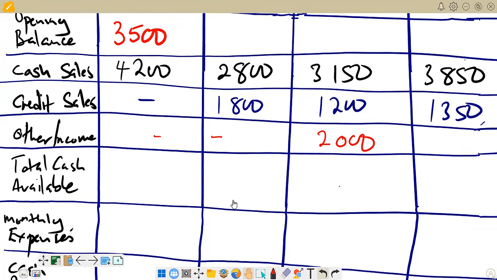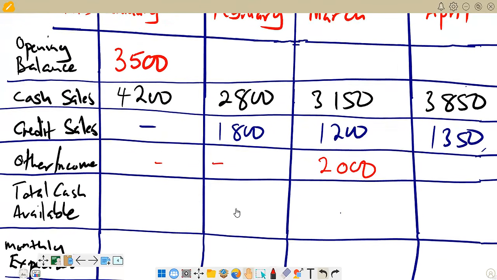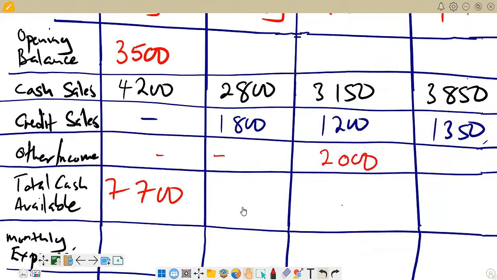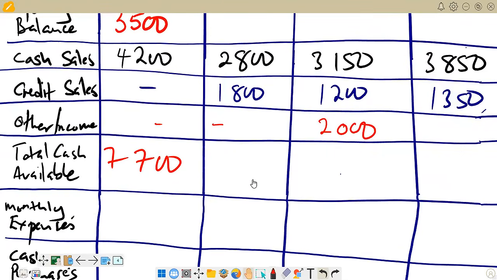But we are not adding for February, March, April, because we will do that when we find the opening balances here. So here we are just doing it for January only. We add 3,500 plus 4,200. Then we get 7,700. So we go down again. Now we are only concentrating on January. But if we have any adjustment that needs to be made throughout, we can just make the adjustment.